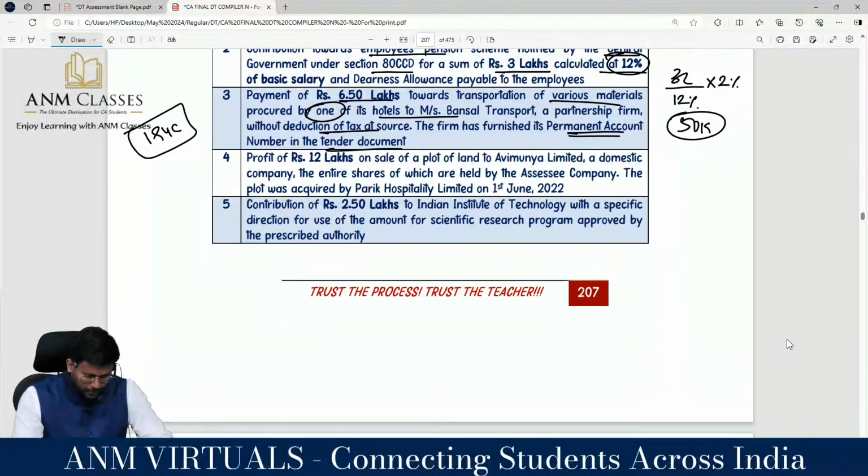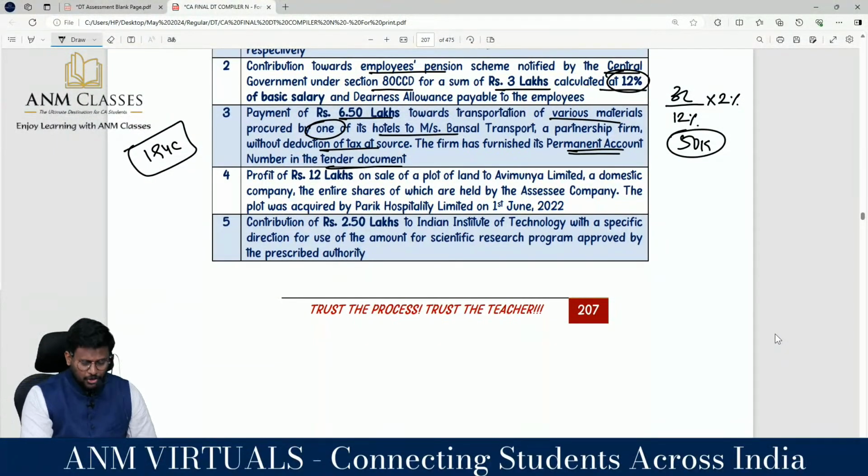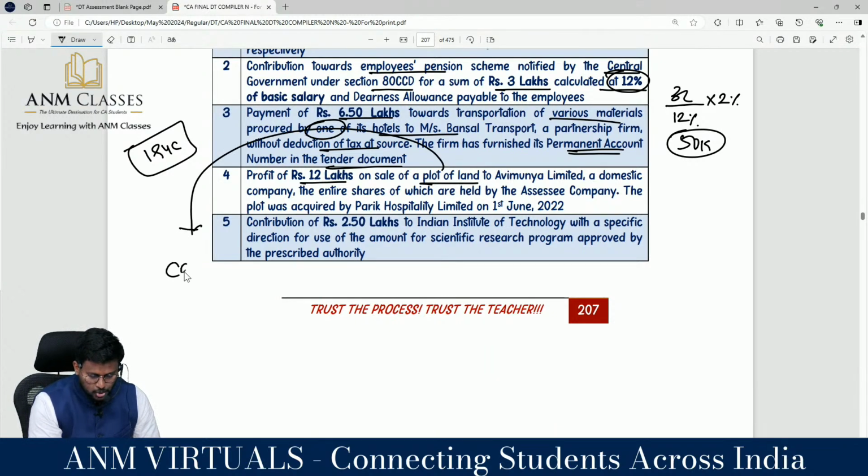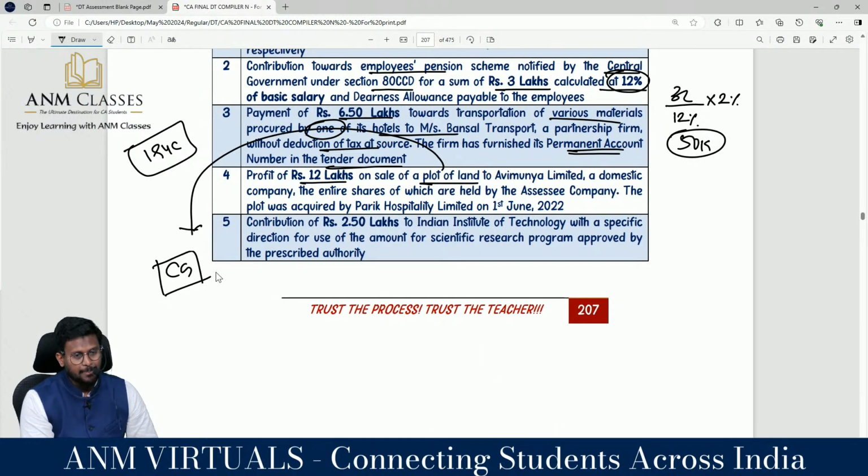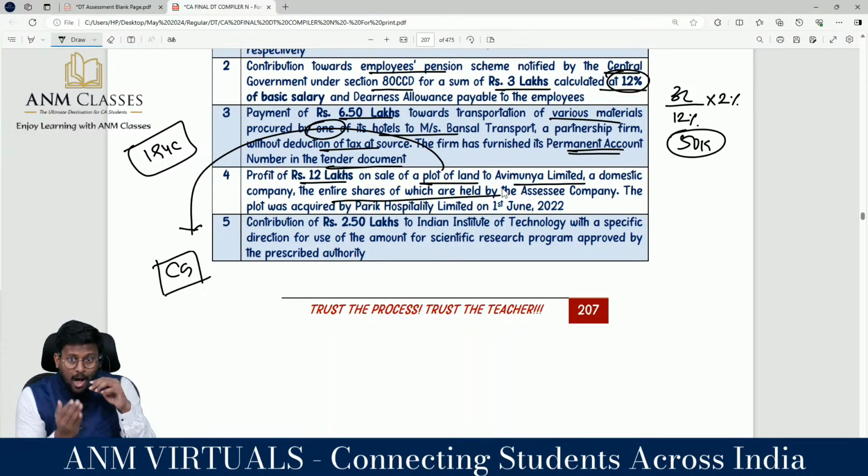Super. I'm moving into the next one. Profit of rupees 12 lakh on sale of a plot of land. Profit means, my dear lovable students, it should be capital gain because the asset is a capital asset. Then it should not be credited or debited to the P&L account. You have to treat it separately. Sold to Abhimanyu Limited, a domestic company, entire shares of which are held by an associate company. Oh, wow. Transaction between holding company and subsidiary company.